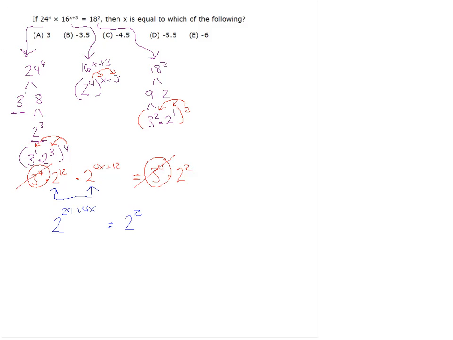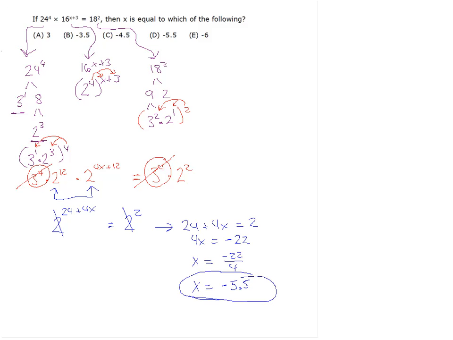As I told you before, once you have same bases on either side equaling each other, you're allowed to drop those bases because the exponents themselves must be equal. So now we have 24 plus 4x equals 2, or 4x equals negative 22 from subtracting 24 from both sides. And then finally, dividing both sides by 4, we get negative 22 over 4, or x equals negative 5.5. And for those that got it, that is answer choice D.